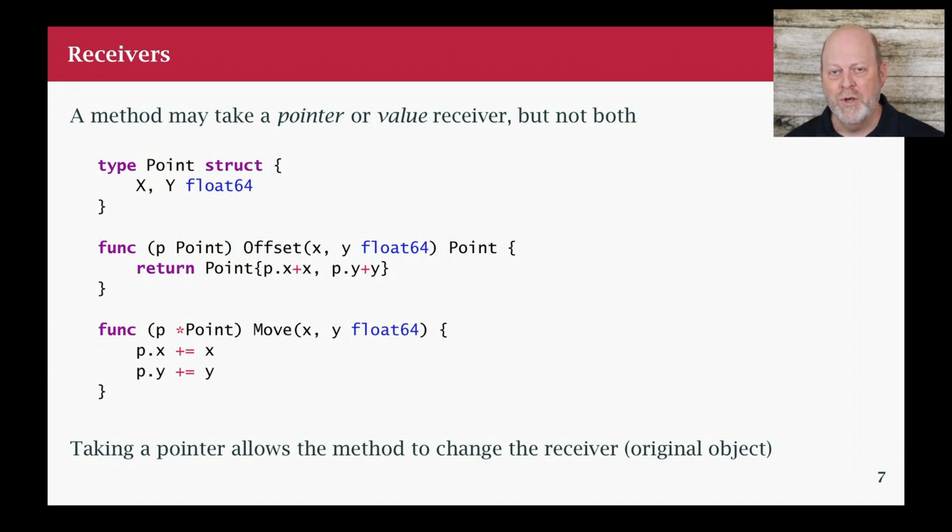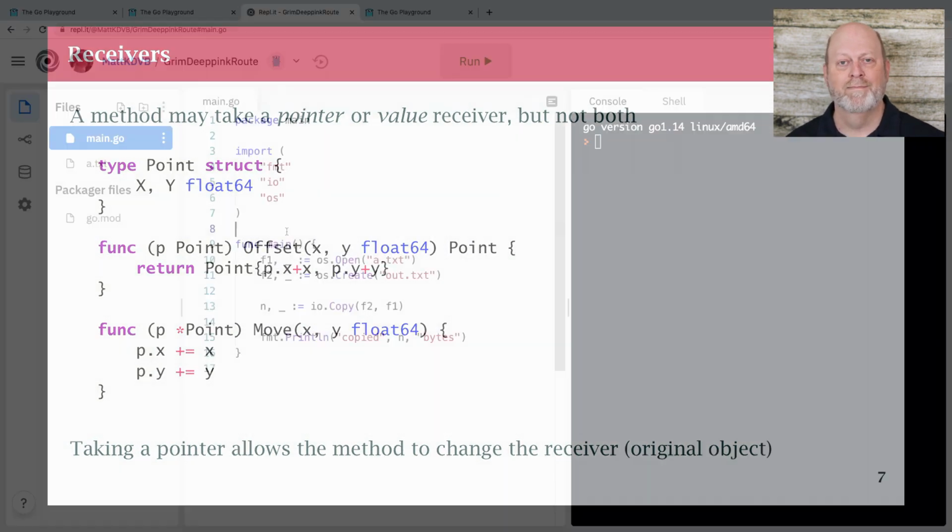Okay, if I want to change P permanently, so that I run this method and the original object which is passed into the method is changed, then I need to take a pointer receiver. And that's the case of move. I want to move this point by actually changing its coordinates, right? So I take a pointer receiver and I add this incremental x and y value to the x and y in the point, and the point appears to be at a new place, right, when the method is done.